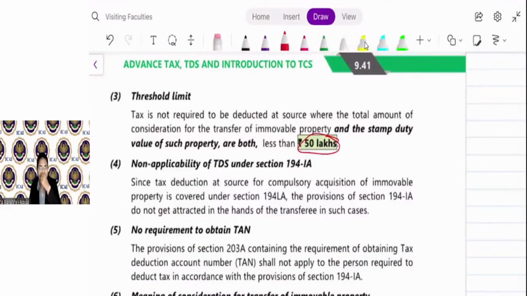Non-applicability of TDS under section 194IA. In case of compulsory acquisition of immovable property, section 194IA is not applicable. Why? Because there is a specific section called 194LA given in case of compulsory acquisition of property. So if the case is compulsory acquisition of property, then TDS is not applicable under section 194IA. The TDS is applicable under 194LA.